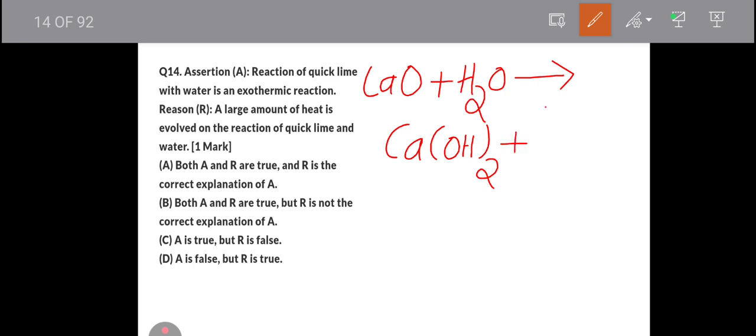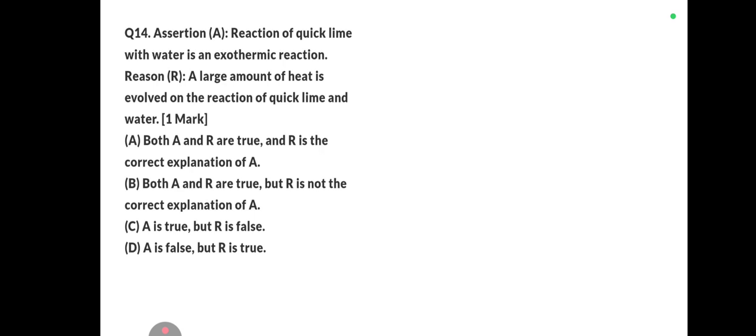Whenever a reaction produces heat along with the formation of the product, it can be called an exothermic reaction. So this reaction can also be called an exothermic reaction. Now just see our question. Assertion: the reaction of quicklime with water is an exothermic reaction. That is true. The reason is a large amount of heat is evolved on the reaction of quicklime and water. That is also true. So both assertion and reason are true, and R is the correct explanation for A. Hope this question is clear to you. Let's move to the next question.